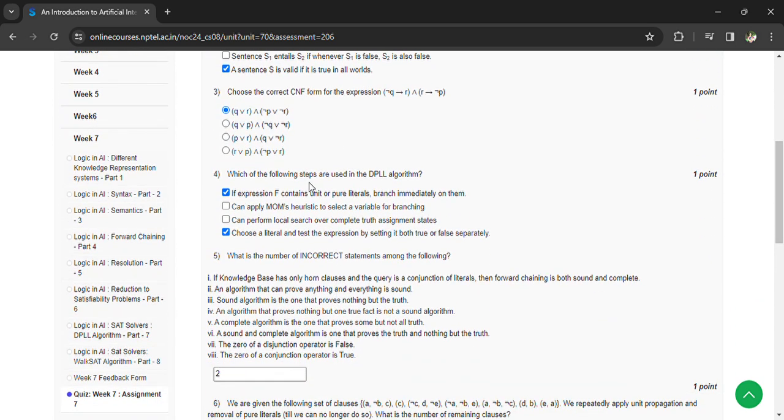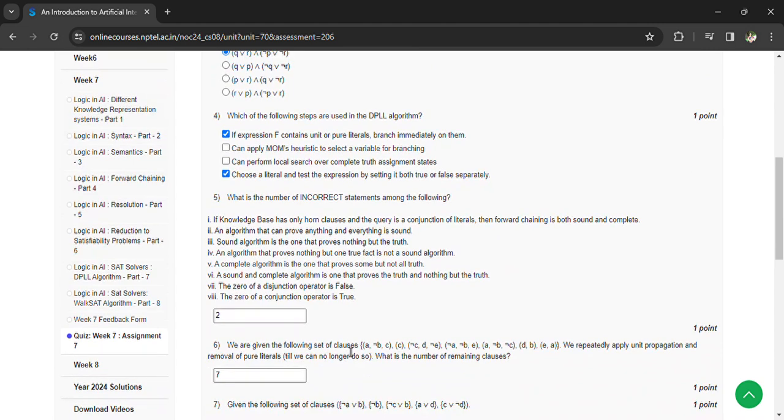Which of the following steps are used in a DPLL algorithm? First and last steps are used. What is the number of incorrect statements among the following? Only 2 statements are incorrect. And in the next one, they have given some clauses and remaining clauses. What is the number of remaining clauses?